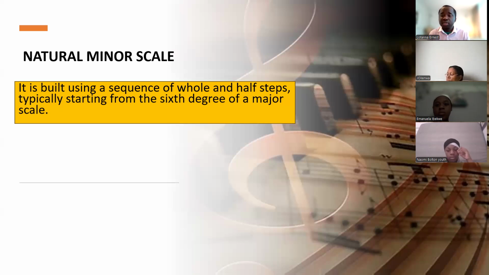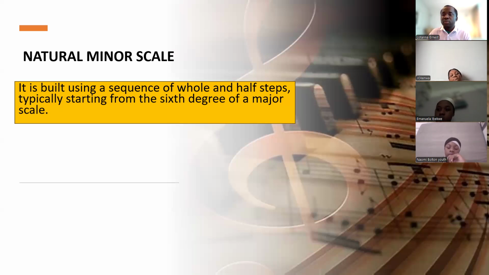For example, if you have G major, F is sharpened. If you rearrange G major, what's the sixth note for G major? What's the submediant? Sister Naomi, what's the submediant? Is it A? E, yes. So it means that if you rearrange G major, you get E minor. Am I right? E minor.